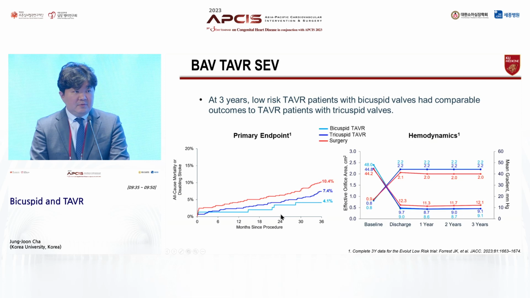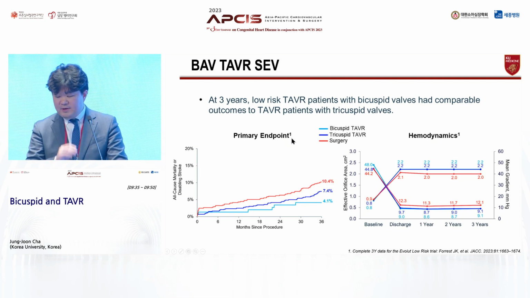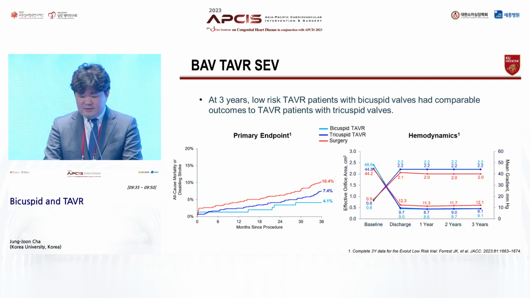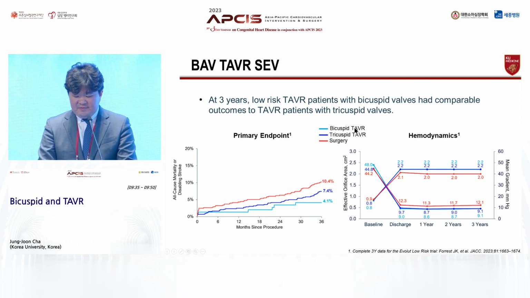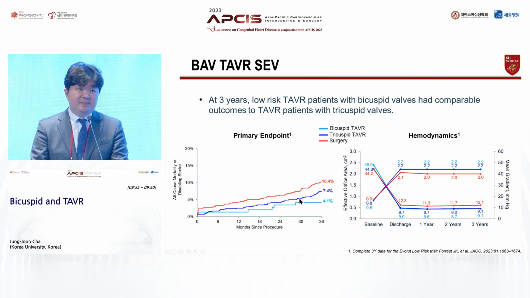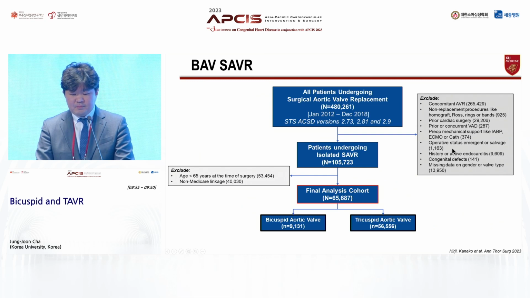The recent study was reported in JACC. About the low-risk trial, the bicuspid TAVR valve has a quite promising result. It's 4.1 for all-cause mortality or disabling stroke. It's better than the tricuspid valve, even more than SAVR. And there are no significant hemodynamic differences during the 3 years.